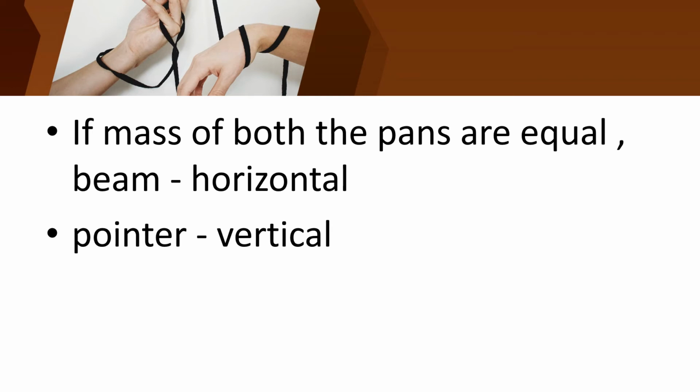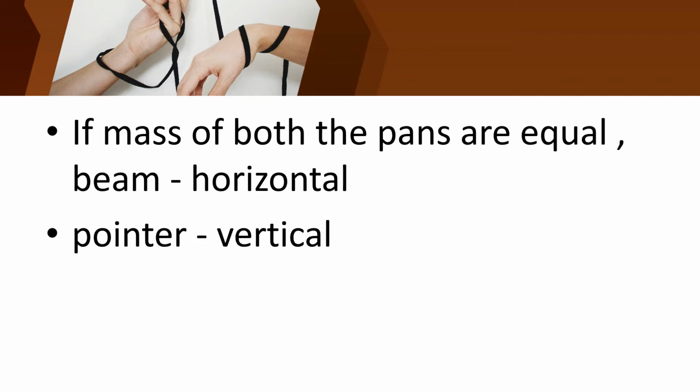Okay, after placing the objects and the standard weights, what should you check? You should check that both the pans are equal, that is, both are at the same level. And then you should check that the beam is horizontal or not. Okay, that is the second point. And what is the third point? The pointer is showing vertical or not. Okay, you should check that. These are the 3 points you should check while weighing with the beam balance.